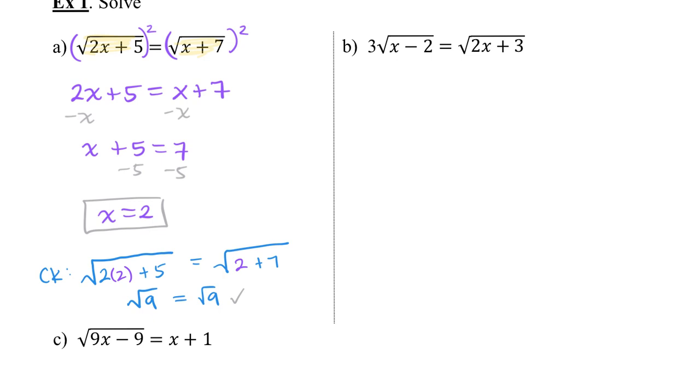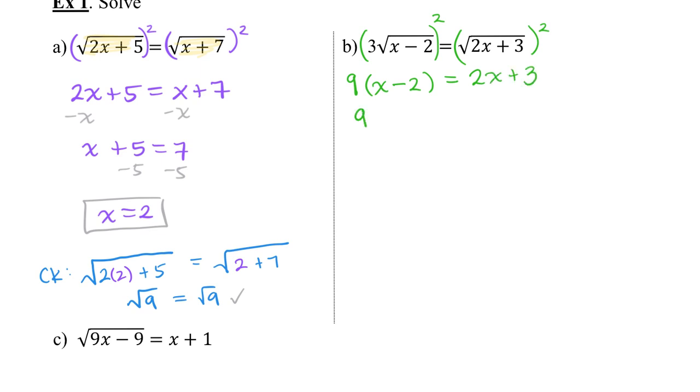When I square the left side, I have to square the whole thing. Same on the right side. Now I need to distribute the squared to this and to this. If I do 3 to the second power, I get 9. If I do the square root of x minus 2 squared, the square root cancels, and I get x minus 2. I'm going to put it in parentheses because the radical canceled. The square root of 2x plus 3 squared is going to be 2x plus 3.